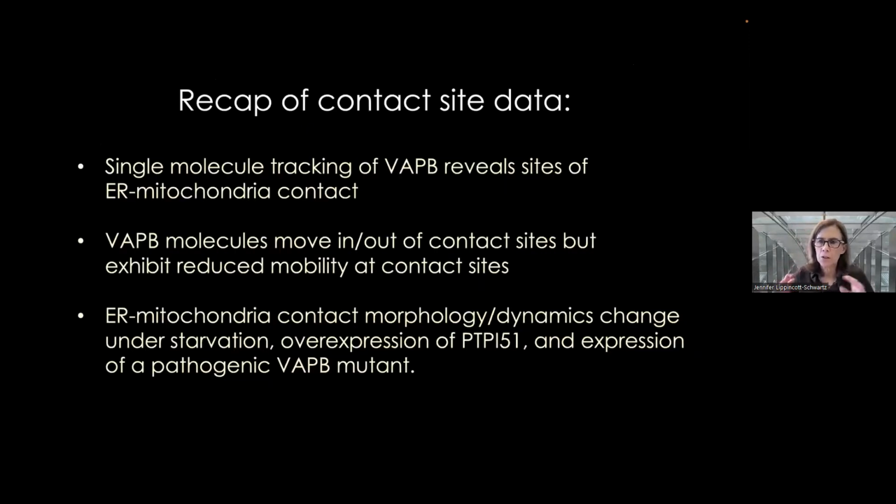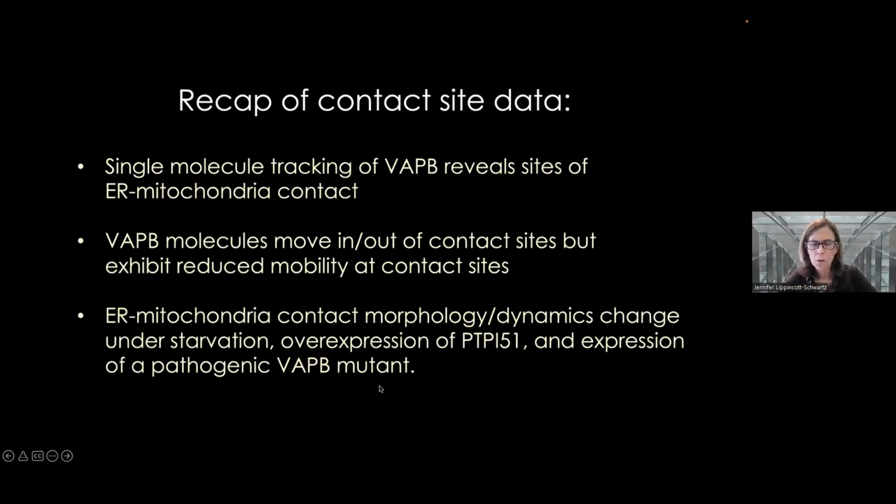So with that, I want to just recap the contact site data. Single molecule tracking of VAP-B is really not only allowing us to look at these ER mitochondrial contact sites for the first time at super resolution, but we can see that the VAP-B molecules are moving out of these contact sites. They're not just going in and, like Velcro, binding to a binding partner. The binding must be very dynamic, based on what we're seeing.